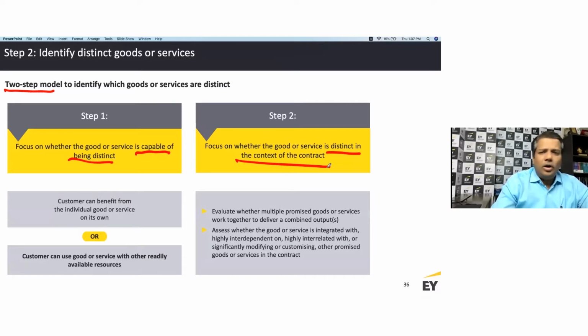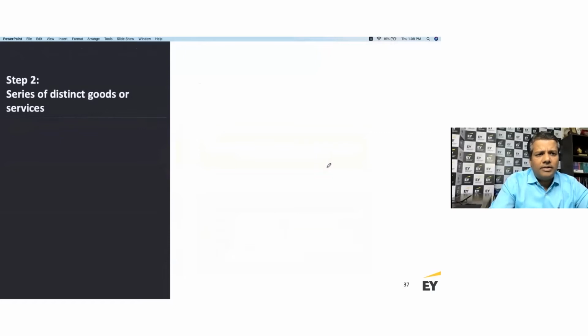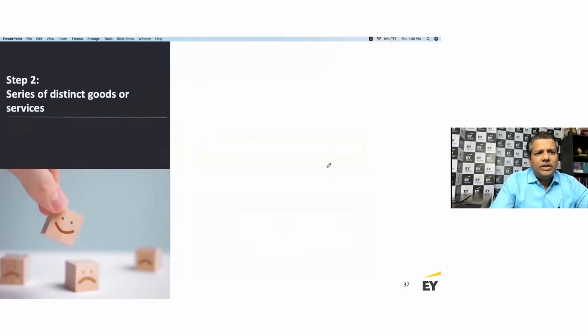And then you have to evaluate. When we say distinct within the context of the contract, what we're trying to say is: evaluate whether multiple promised goods or services work together to deliver a combined output, or whether they are not highly interdependent or integrated. If they are integrated and interdependent, then they are one unit of account. If they are not, then they are distinct within the context of the contract. We will try and understand this with the help of a few examples.